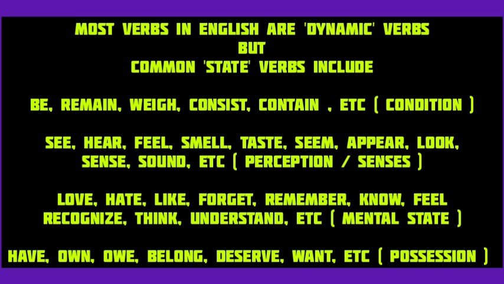Stative verbs of condition include be, remain, weigh, consist, contain, etc. See, hear, feel, smell, taste, seem, appear, look, sense, sound are some examples of state verbs of perception. Stative verbs of emotional or mental state include love, hate, like, forget, remember, know, feel, recognize, think, understand, etc. And we also have stative verbs of possession or ownership like have, own, owe, belong, deserve, and so on.